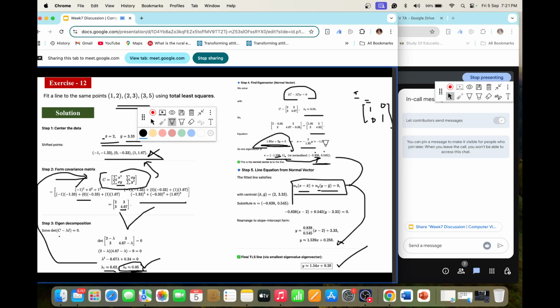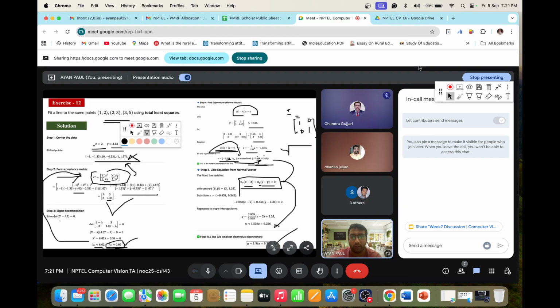X is this much times y. So let's say y equals 1. For y equals 1, you will get x equals minus 1.538. Once you get minus 1.538, you do the normalization. Normalization is nothing but dividing by the square root of minus 1.538 squared plus 1 squared. By that you will get the normalized values. Okay, so that is how you do it.